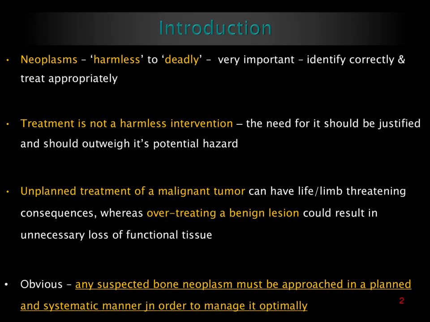To begin with, you should know that neoplasms can range from harmless to deadly, and therefore it is very important that you identify them correctly and treat appropriately. Treatment itself is not a harmless intervention, as you will see in some illustrative examples that I will share shortly. The need for treatment should be justified and it should outweigh its potential risks. Unplanned treatment of a malignant tumor can have life and limb threatening consequences, whereas overtreating a benign lesion could result in unnecessary loss of functional tissue. It is very obvious that any suspected bone neoplasm should be approached in a planned and systematic manner in order to manage it optimally.